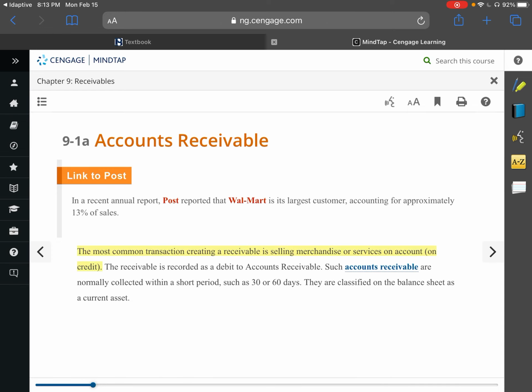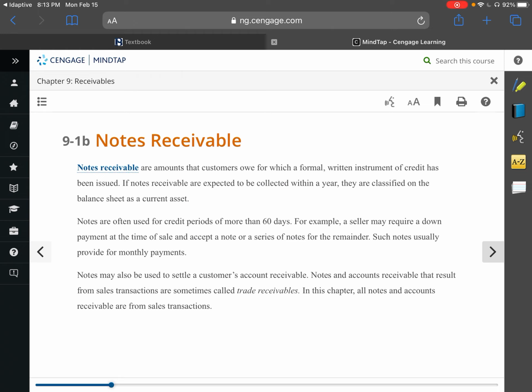Obviously, when you do that, we record a debit to accounts receivable, which is a promise from that customer to pay us in cash within a certain amount of time, normally 30 to 60 days. And remember, accounts receivables, they're always current assets because we expect that to transition into cash within 30 to 60 days. Okay, now another version, what we're going to look at in this chapter, is called a note receivable.